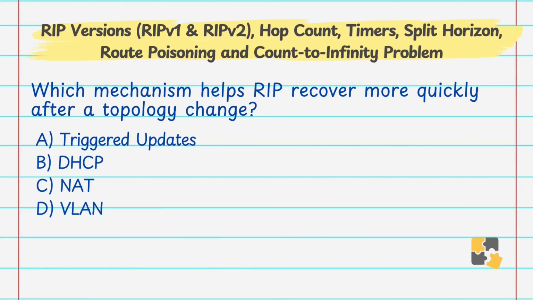Which mechanism helps RIP recover more quickly after a topology change? A. Triggered update, B. DSCP, C. NAT, D. VLAN. The answer is A. Triggered update. Triggered update allows the routers to send an immediate update instead of waiting for the next periodic update.